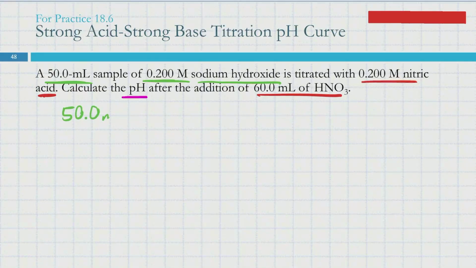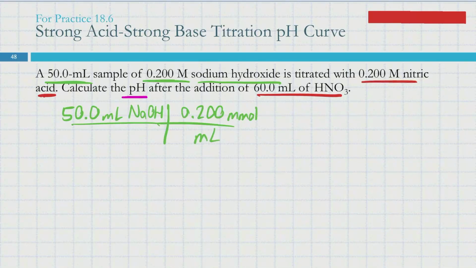So 50.0 milliliters of sodium hydroxide multiplied by our concentration, expressing that in millimoles per milliliter, just so that our milli is easy to keep track of, should get 10.0 millimoles sodium hydroxide. Sodium hydroxide is a strong base, and so that's going to be 10.0 millimoles of hydroxide.